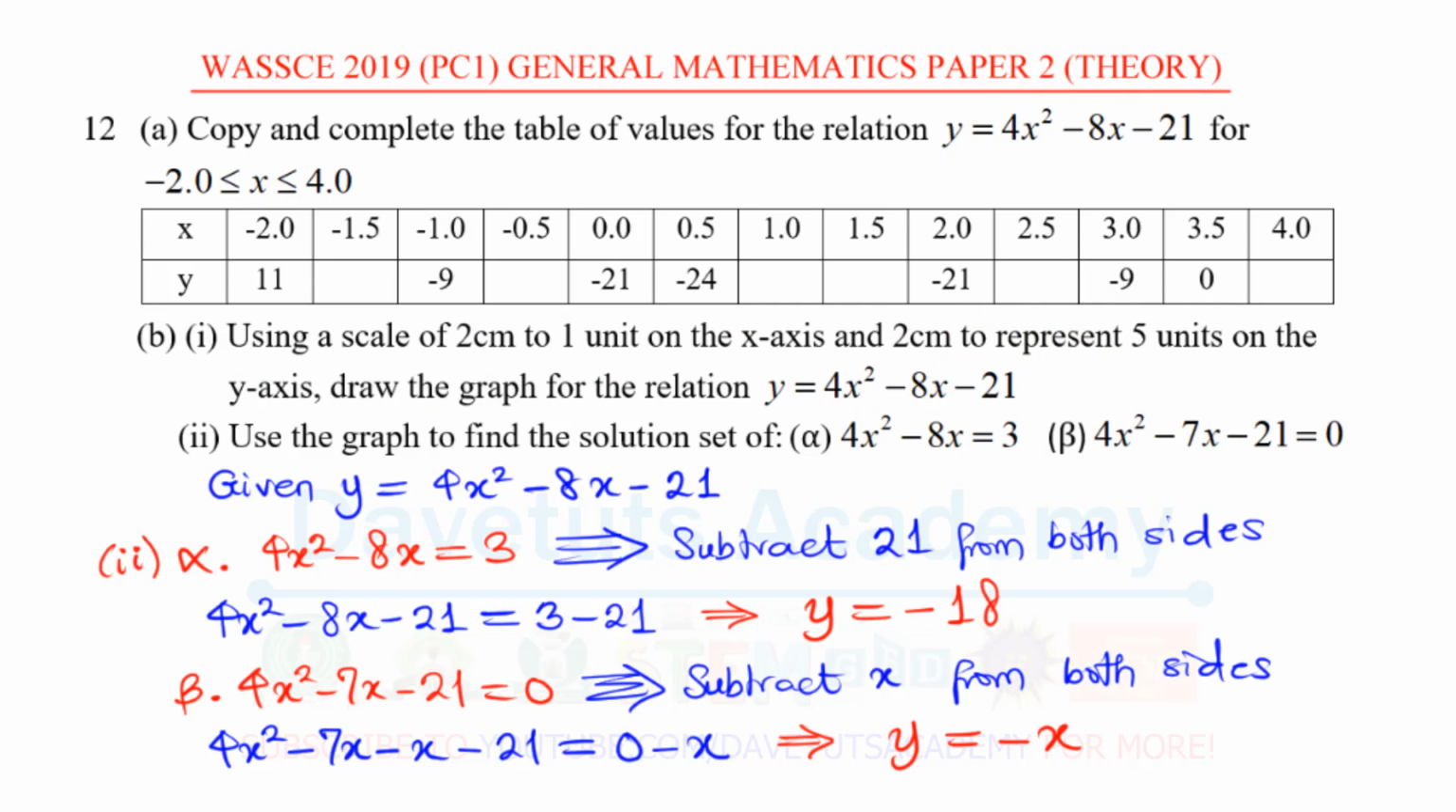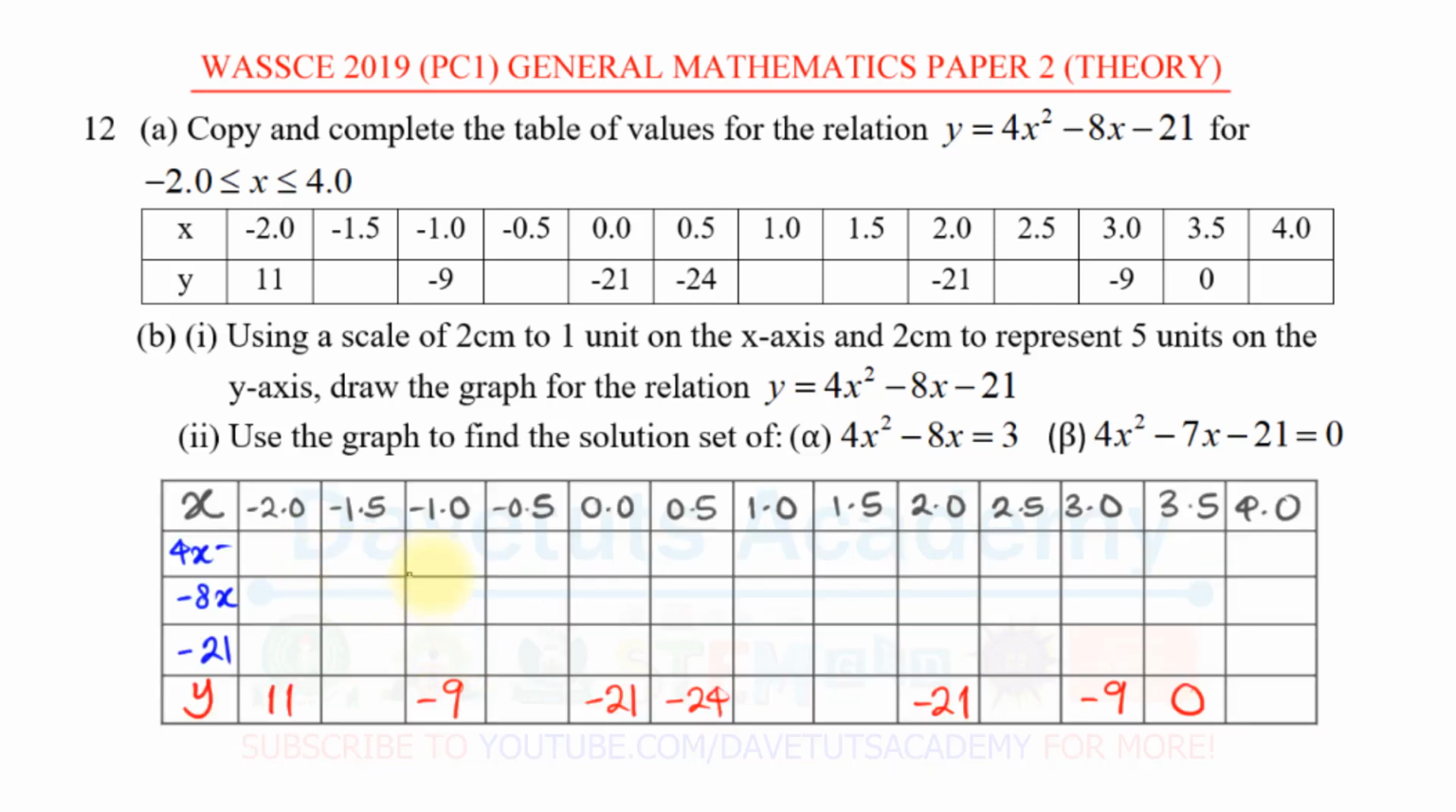So having cleared this, I can now go to copy and complete the table of values and then plot my graph. I hope you are ready for that. Okay, let's go. Now, this is a breakdown of the table that we are given initially, that is now reflecting all the inputs of the equation. We have 4x squared, and you can see this is 4x squared. We have minus 8x, this is minus 8x, and we have minus 21.